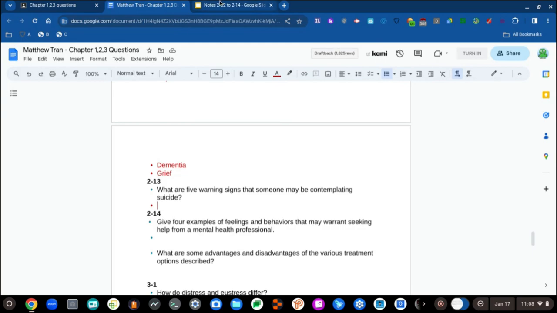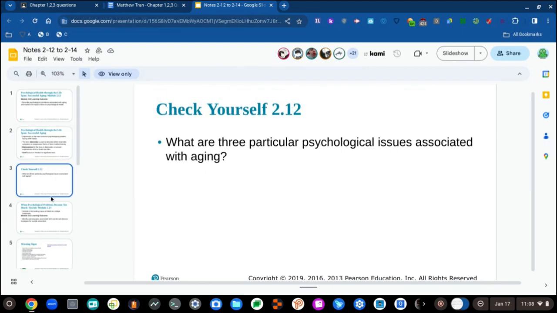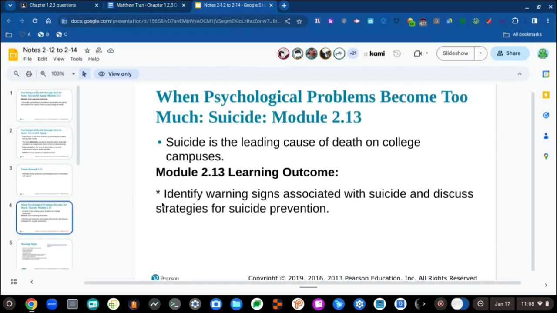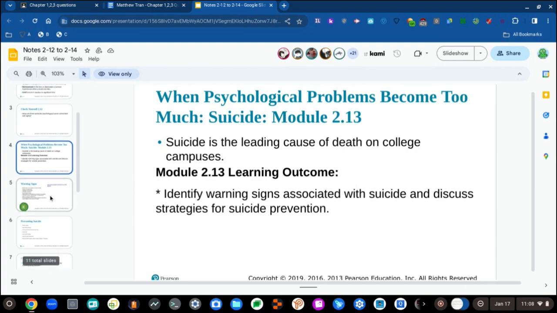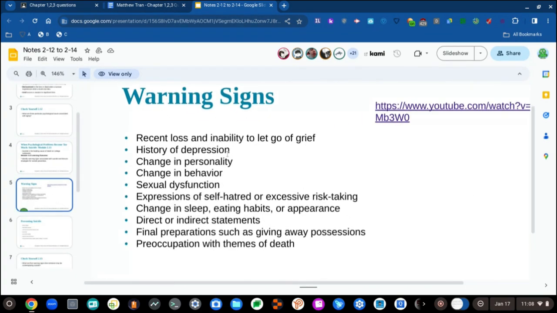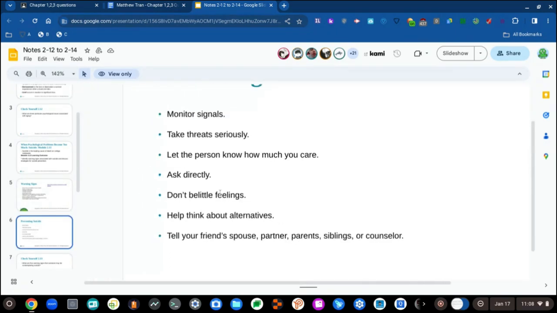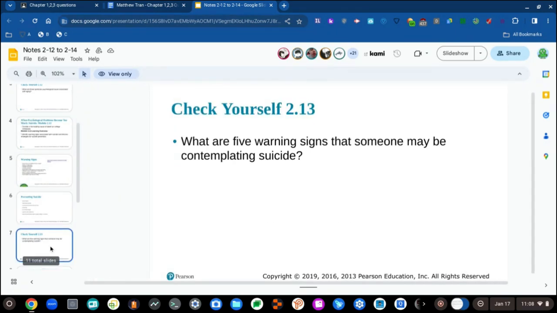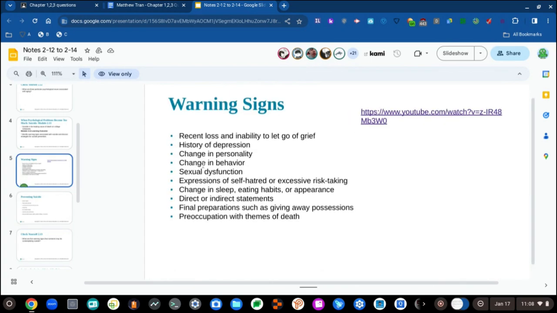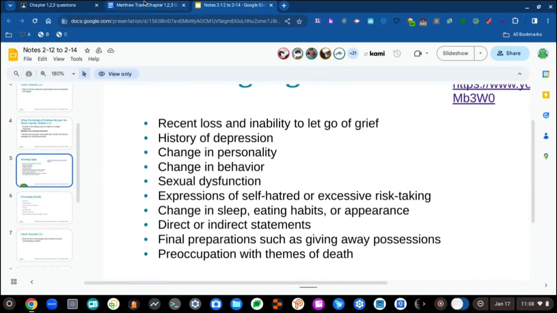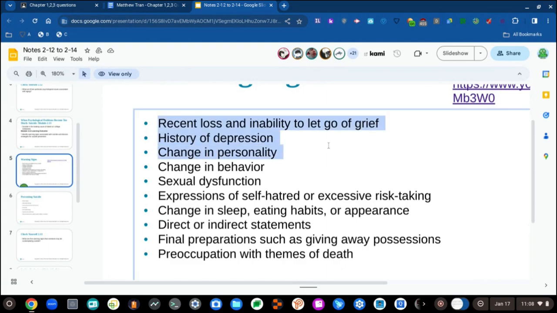So direct or indirect statements, they may say something, or you may see something like a post on social media, that they may say something about harming themselves, or that they don't want to live anymore. They may talk about giving away their possessions, like where they're going, right? So you could have this one with mom, it's like, well, where are you going? Well, they're planning on doing something, right? Preoccupied with death.